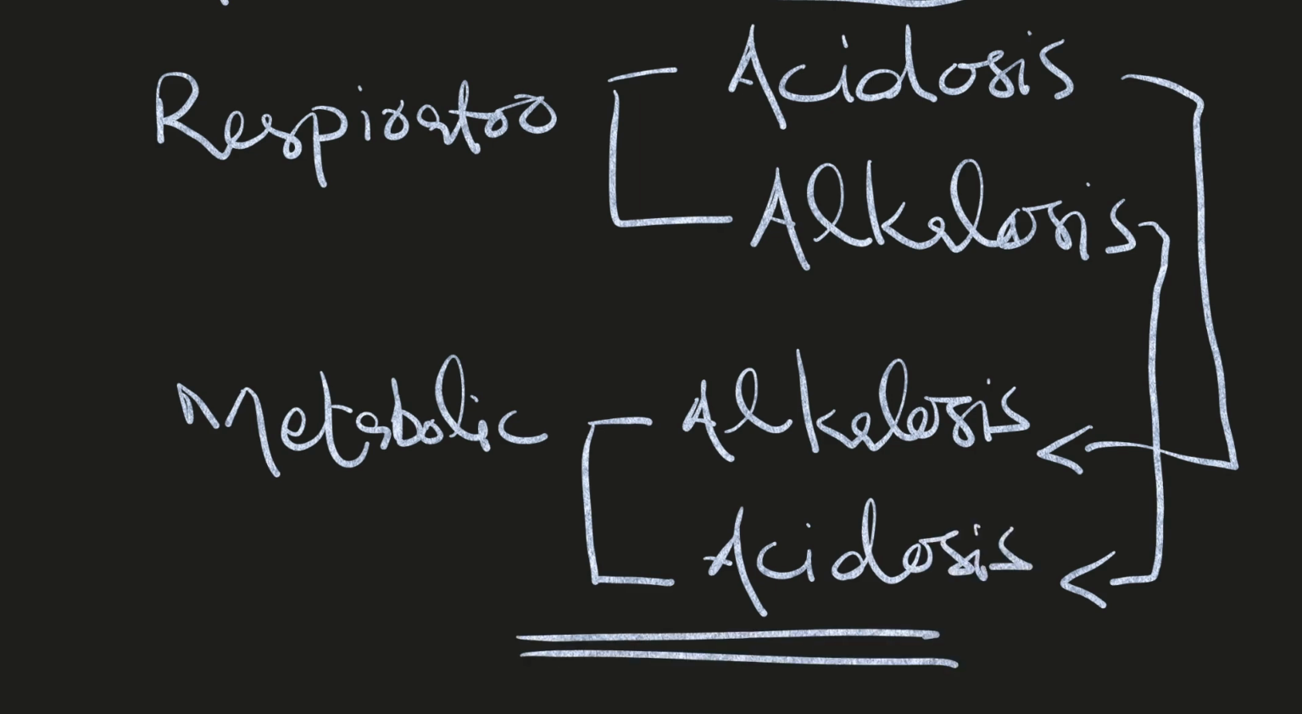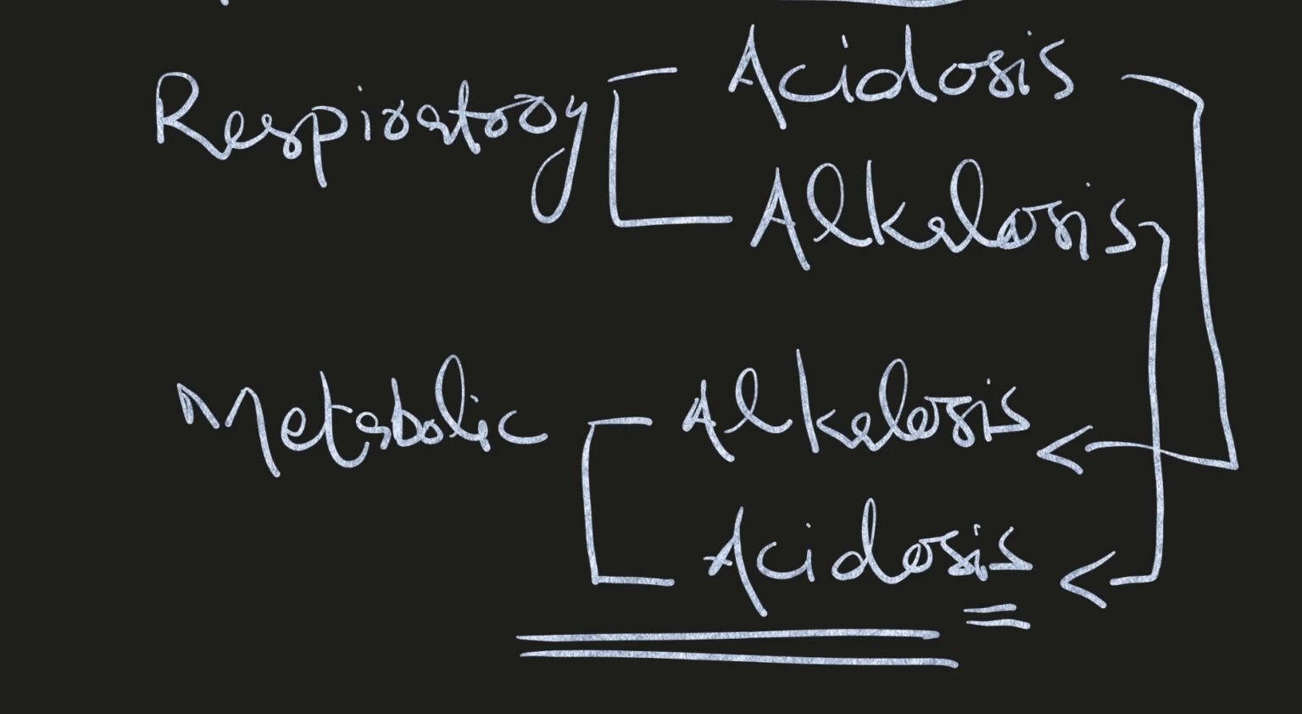This is a very important concept. To recapitulate it, let me tell you, if a person is having respiratory acidosis, the body will try to make an equilibrium with the alkalosis of the metabolic component. And if the body is having respiratory alkalosis, the body will try to achieve equilibrium with metabolic acidosis.